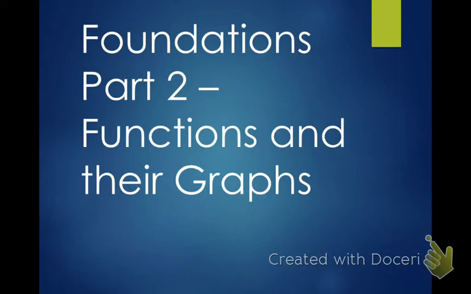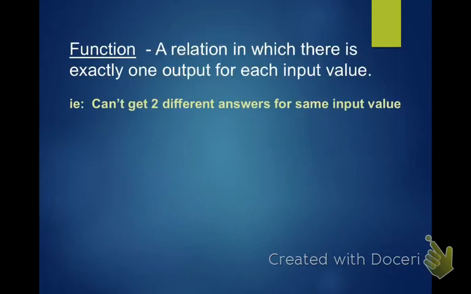So whenever we deal with functions and their graphs, the biggest thing that we're going to talk about that is maybe or maybe not new is the domain and range. A function is just a relation in which there is exactly one output for each input. You can't get two different answers for the same input value.